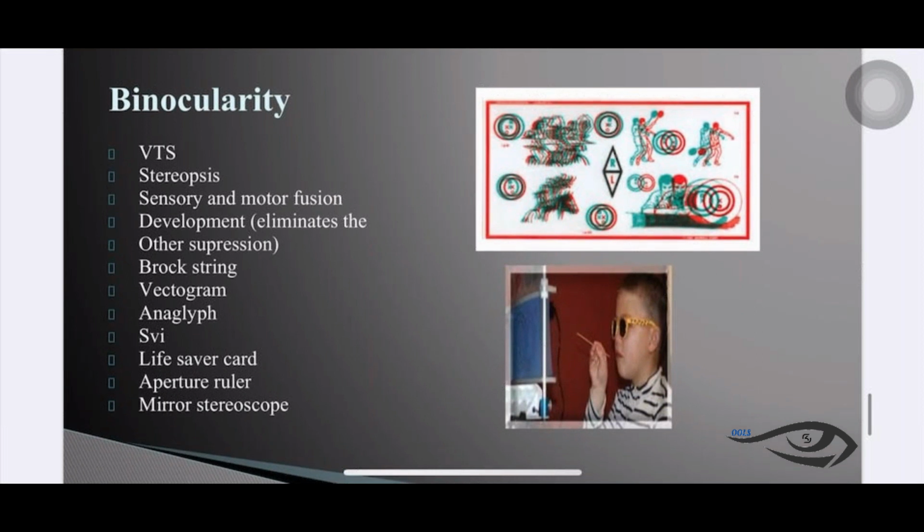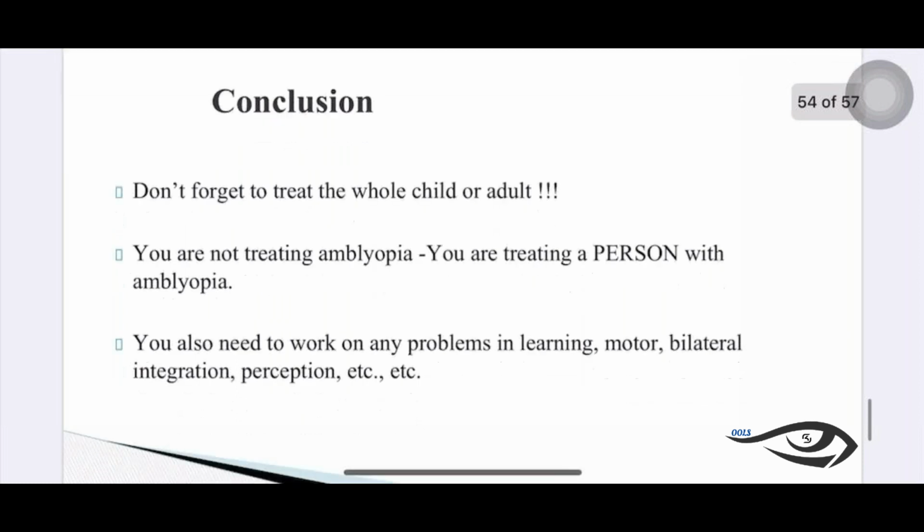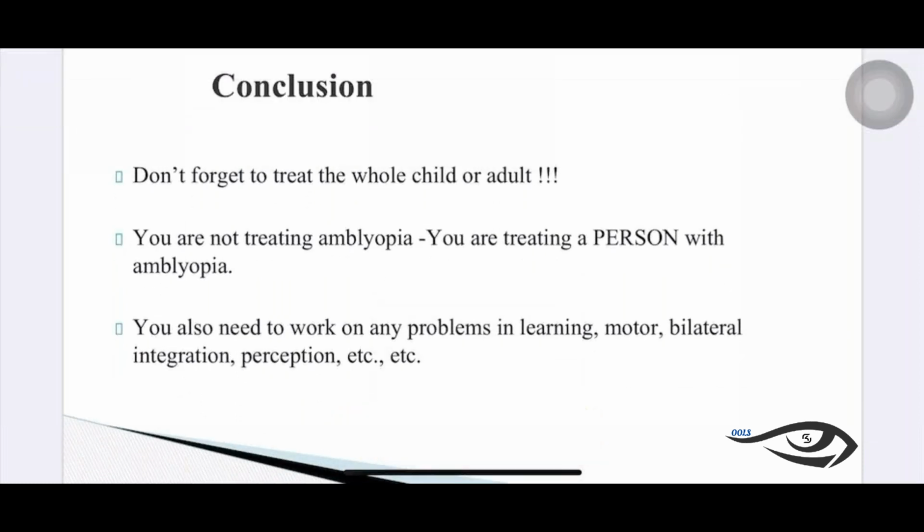So these are all the skills. First of all you have to work monocularly, and later on you have to work binocularly on all the skills, because we have to work on the binocularity. So what is the conclusion of this? Don't forget to treat the whole child or adult. You're not treating an amblyopia, you are treating a person with the amblyopia. Why do we say this statement? Because of the amblyopia, it is not only his vision that is hampered, all his skills are. He won't be able to drive properly.